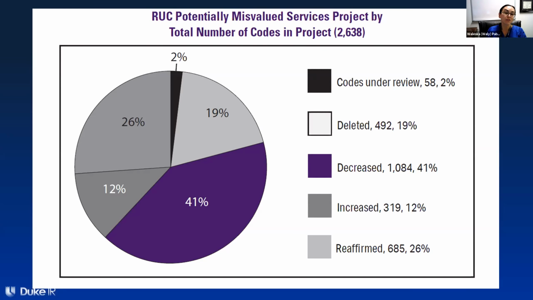Almost 500 got deleted. A minority, 12%, 319, actually increased in value, and then 26% had their value reaffirmed. So most codes get either deleted or decrease in value.